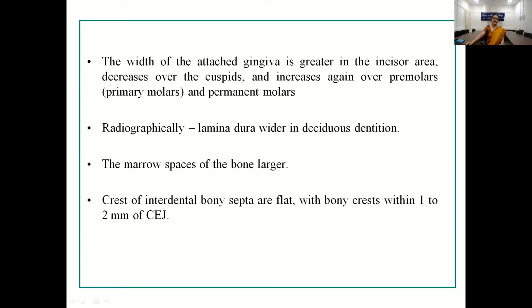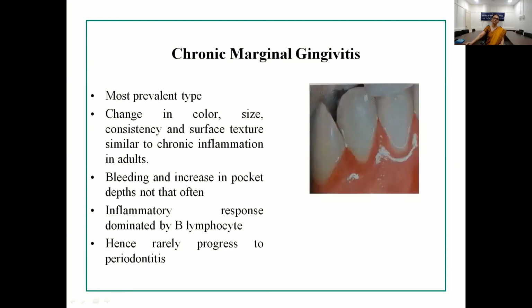Radiographically, lamina dura is wider in deciduous dentition. Even the marrow spaces of the bone are larger. The crests of the interdental bony septa are flat, with the bony crest within 1 to 2 mm of the CEJ. Now we'll see which are the gingival diseases common in childhood.